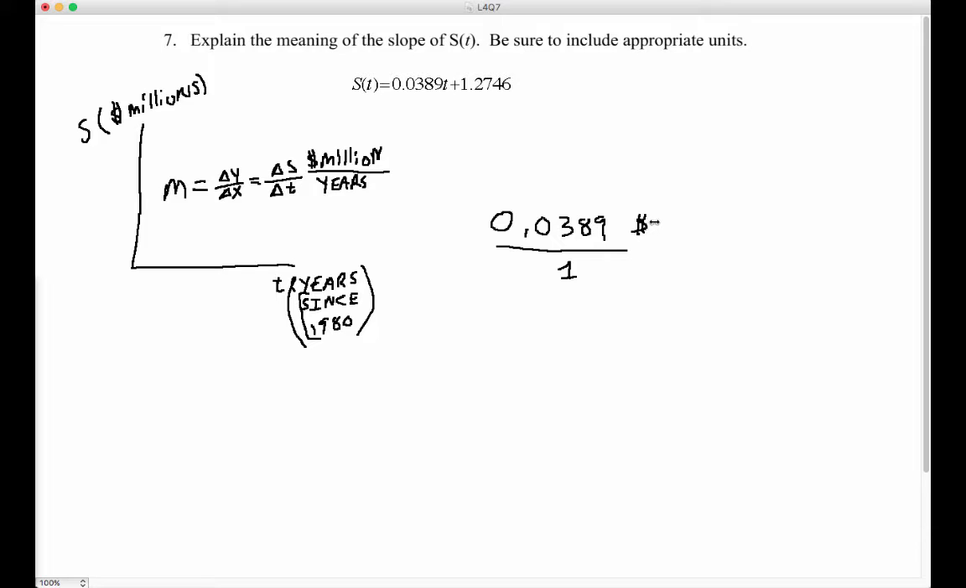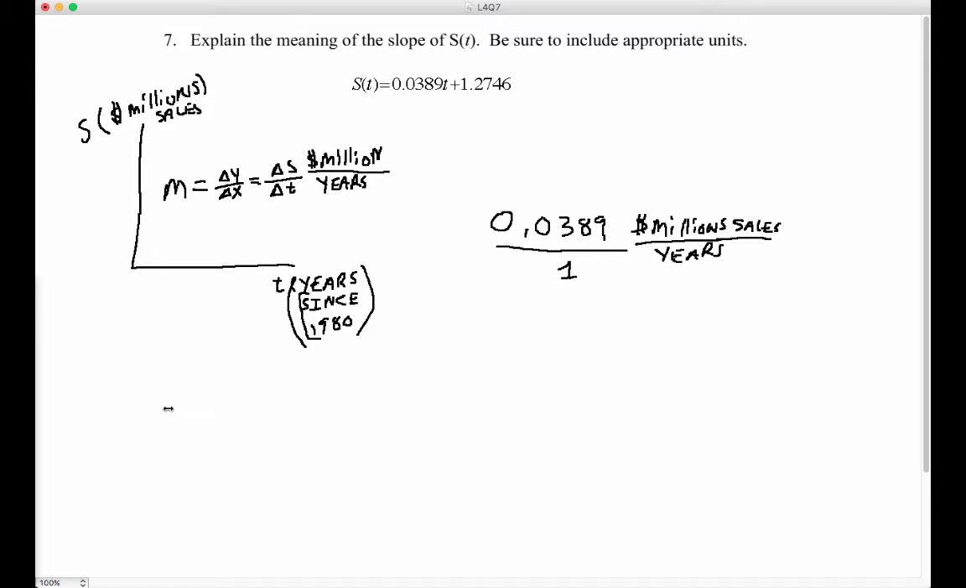So we've got up in the numerator millions of dollars, and in the denominator we've got years. So what that tells me is we make $0.0389 million for every year that goes past. That's millions of dollars actually in sales. Probably ought to make sure I put that on my axis here. Not necessarily critical over here in the slope, but let's put it in just to make more sense. So that means we've got an increase of $0.0389 million for every year that goes by.